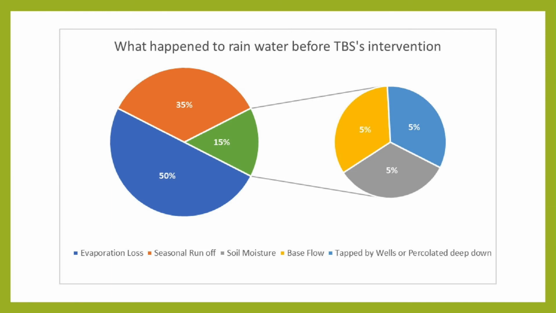After Tarun Bharat Sangh's rainwater harvesting structures were built, seasonal runoff has come down to 10%. Groundwater recharge has increased by 20%, soil has become more moist and groundwater table has risen. And although the base flow to the river has remained the same, 17% of this rainwater would now seep through the ground to the river in non-monsoon months. This phenomenon has contributed to the revival of another river called Aravari and made it perennial.